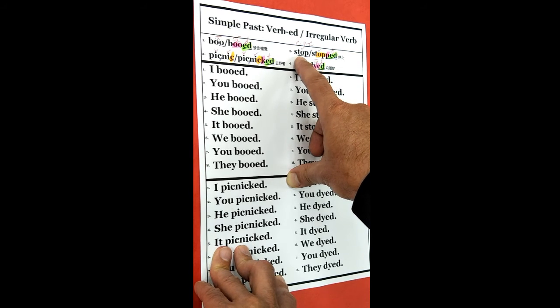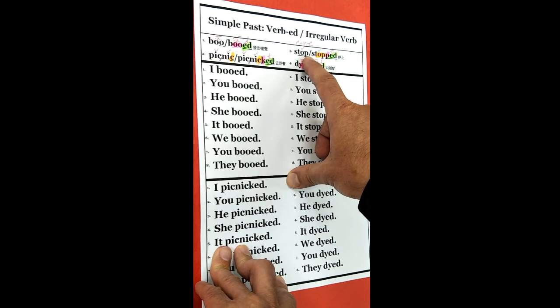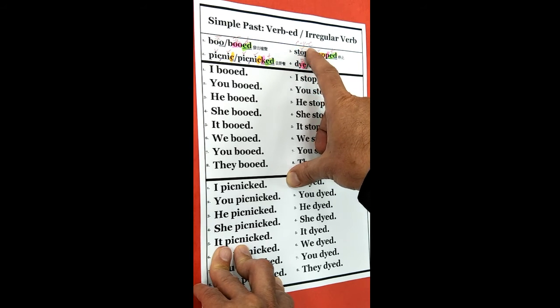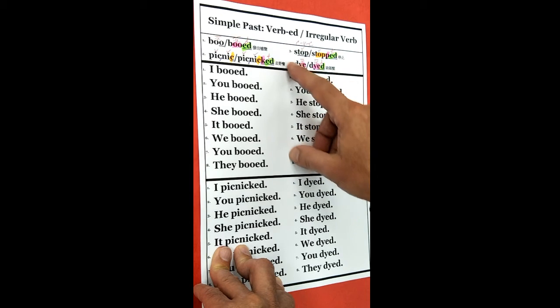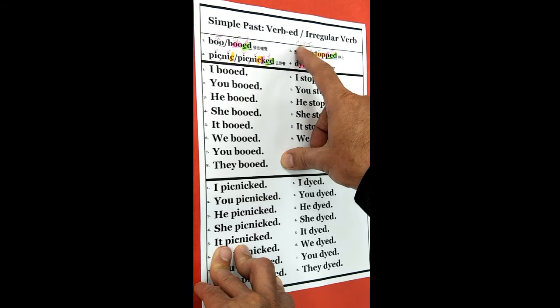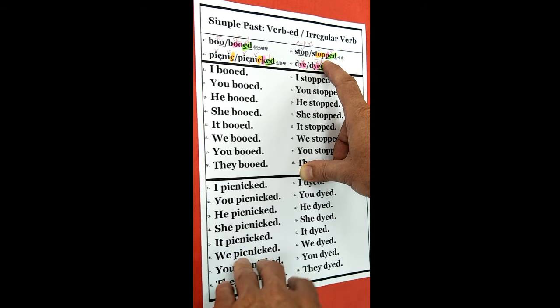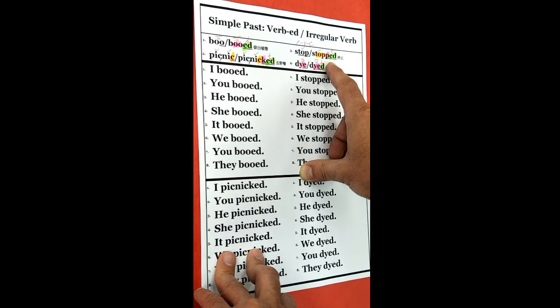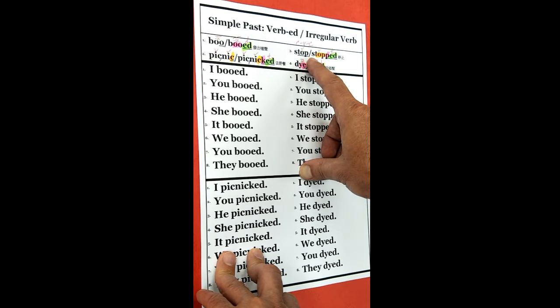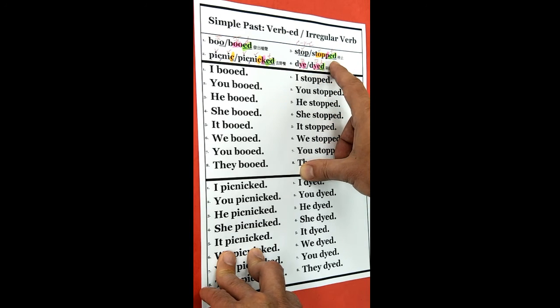Also, look at this ending. T is a consonant. O is a vowel. P is a consonant. The ending for this verb is consonant, vowel, consonant. So, 1 syllable, ending CVC, consonant, vowel, consonant. We need to add another consonant. Here's stop, that's a P, so we add another P. P is voiceless, so ed sounds like T. St-a-p, stop. St-a-p, stopped. Stop, stopped.